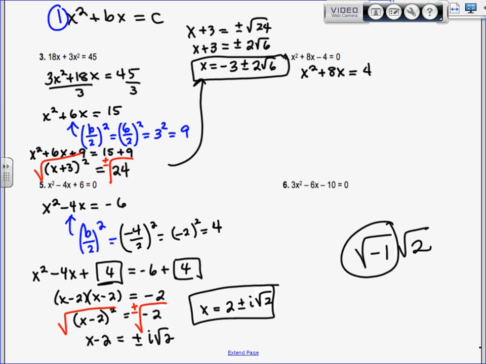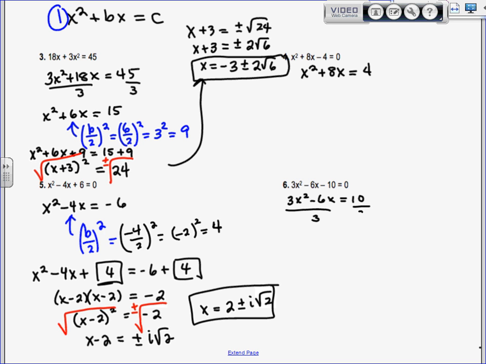Okay, the next one. So get the x's on one side. So I have 3x squared minus 6x equals 10. I divide by 3 on both sides. So the x's work nicely. I get x squared minus 2x. But over here I do have a fraction, 10/3. So I complete the square, so I do the b divided by 2 squared.